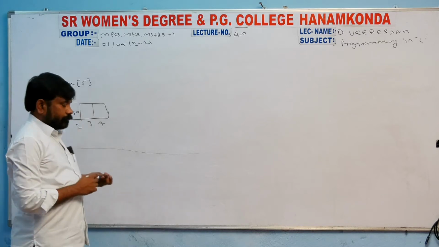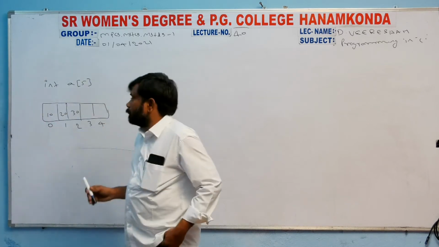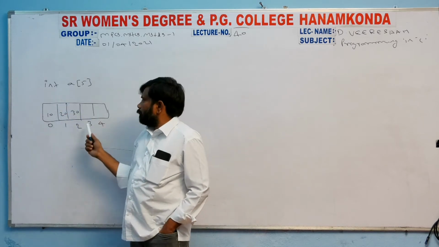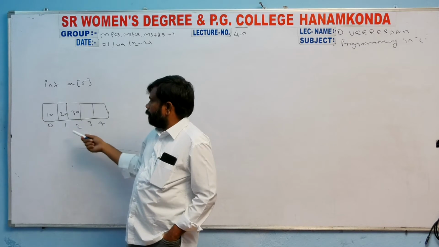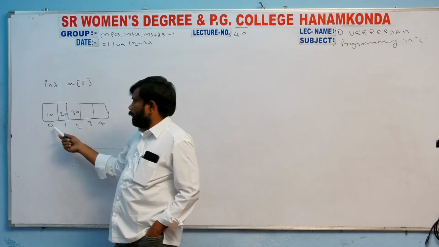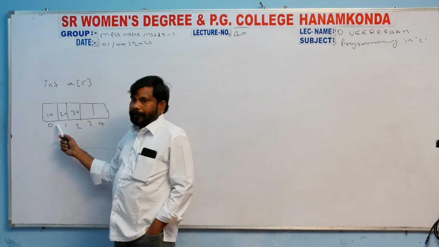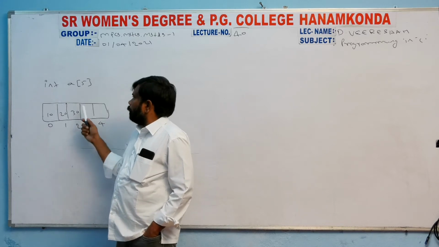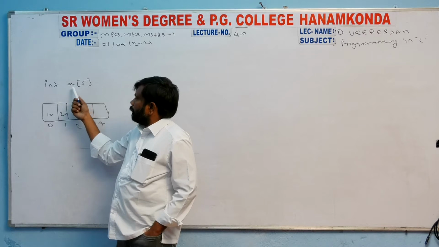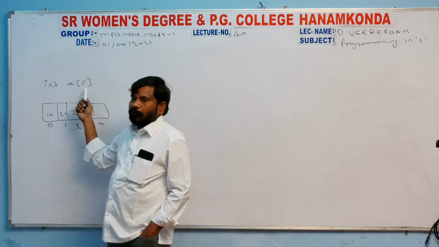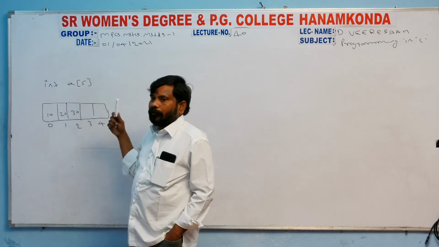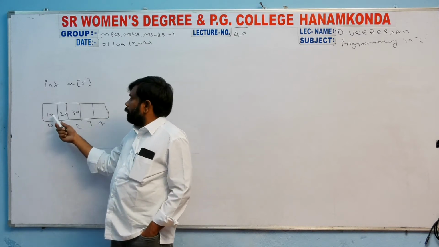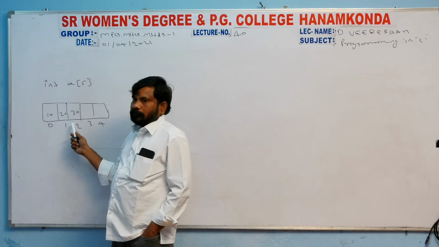See what is happening in this case. Here I have just declared integer a of 5. It means it now creates the memory with 5 blocks like this, and it allocates the addresses or index values 0, 1, 2, 3, 4. Now what have I declared here? I have declared a of 5, the memory for 5 values. But here I am storing 3 values.